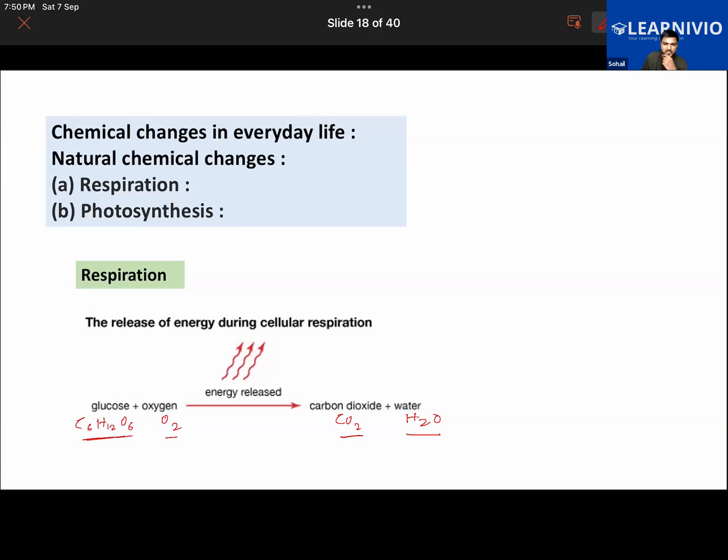Okay, animals take up that food. Razan, basically, repeat again. Define photosynthesis once again.